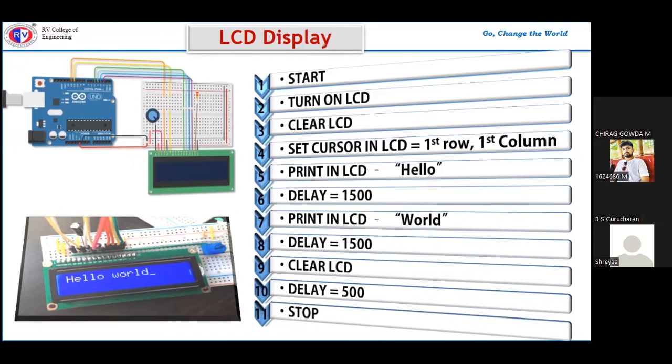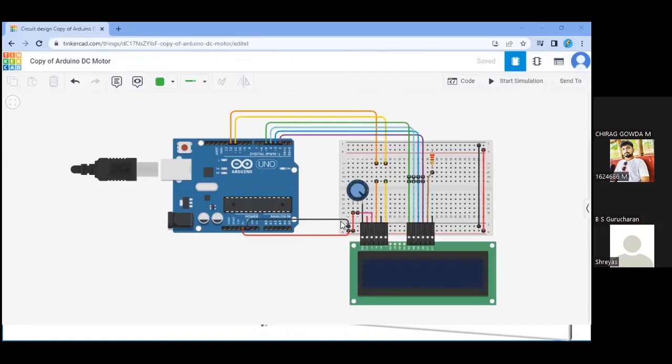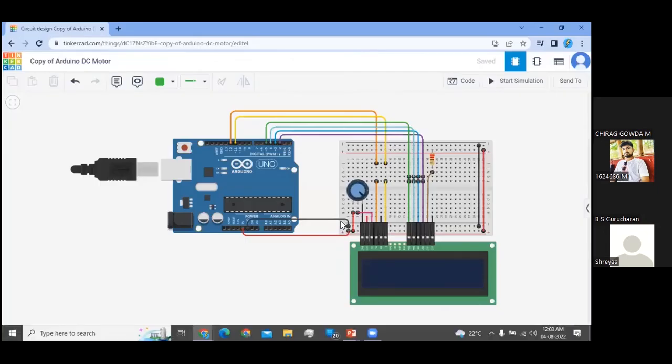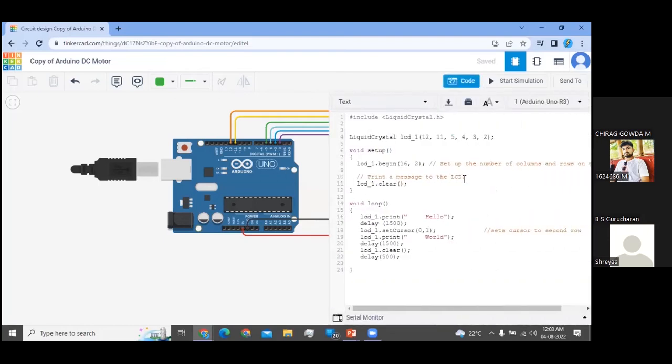Now I'll be explaining the working model and actual code of this LCD display. Here we can see the various electronic components on the board. Firstly, we have Arduino Uno, which is the microcontroller. Then we have a breadboard, which is used to provide connections between Arduino and the LCD display. And we also have an LCD display, which we will use to print the code. Now the code. As seen before, I have shown the algorithm. Now here's the actual code written for this program.